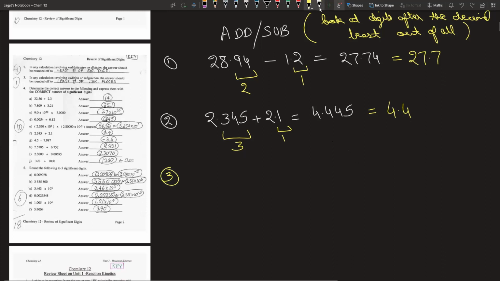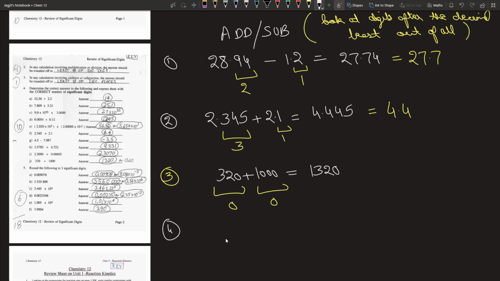Okay, let's have a look at a couple more examples. What if I give you 320 plus 1,000? So when you add them up, you get 1320. Okay, but now we got to look at the numbers after the decimal. How many numbers were there after the decimal? 0. How many numbers were there after the decimal? 0. My answer should have 0 numbers after the decimal, which is already the case. So that's my final answer.